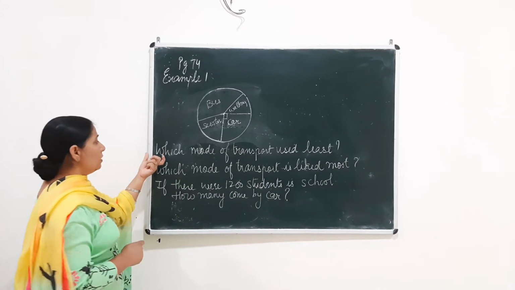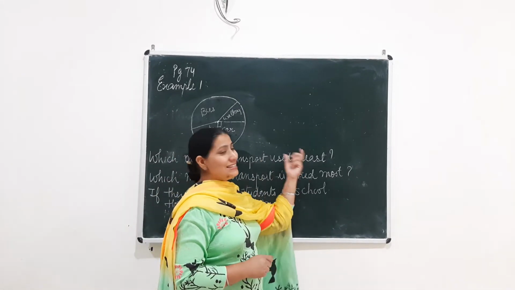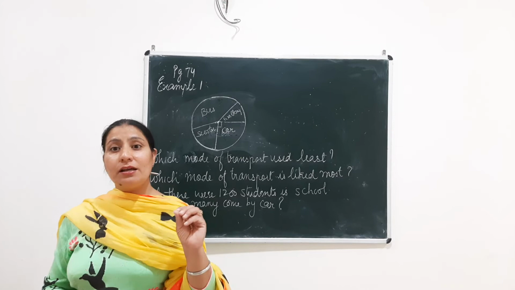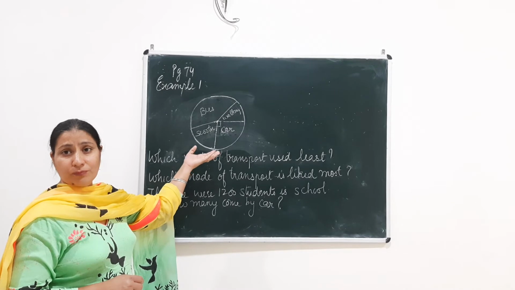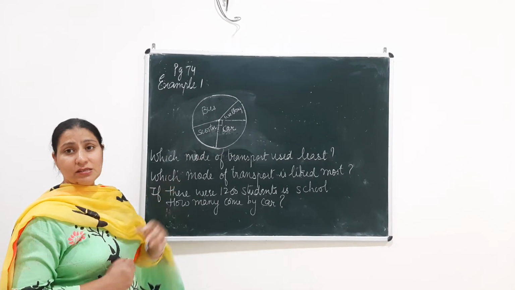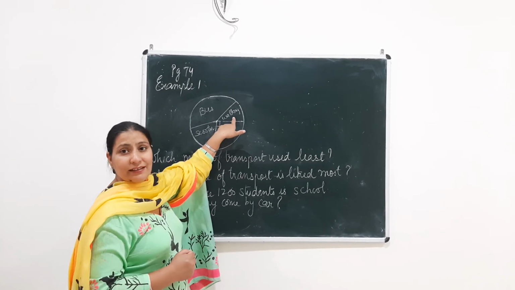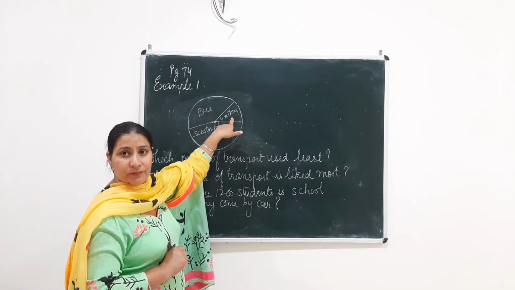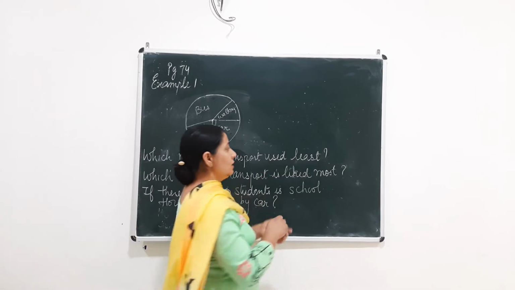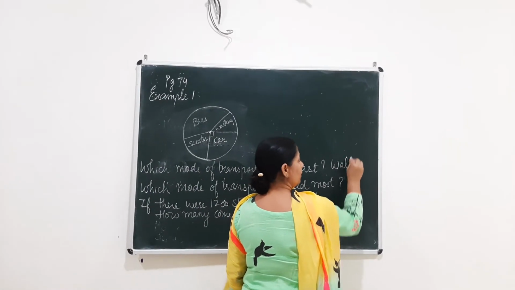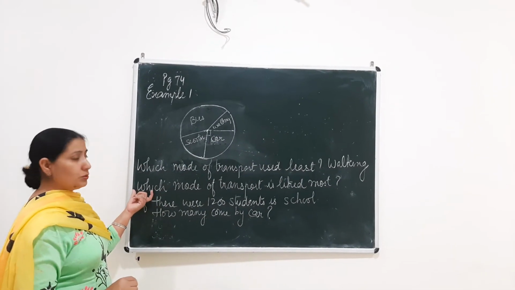Now the first question we have to answer is, which mode of transport is used least? Least matlab sabse kam, minimum. So how do you come to know from this pie chart which is the least used mode? You can see very well from the figure that the smallest sector is the one for walking. So walking is the mode of transport which is used the least. So the answer for this question will be walking. Clear, beta?